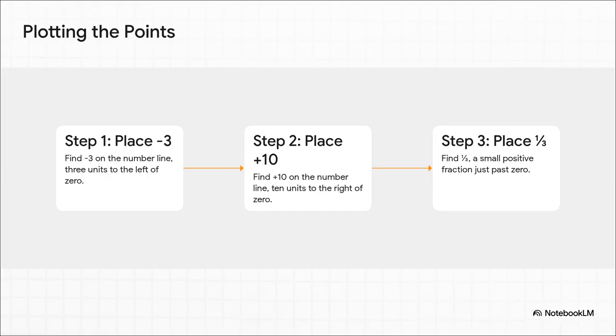So let's do it. Imagine 0 is right in the middle. Okay, first up, -3. We go 3 steps to the left of 0. Boom, there it is. Now +10. That's easy. We go 10 big steps all the way over to the right. And then the tricky one, 1/3. Where does that go? Well, it's positive, so it's to the right of 0, but it's just a tiny fraction, so it snuggles in right there just past 0.